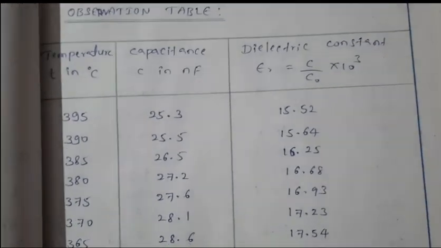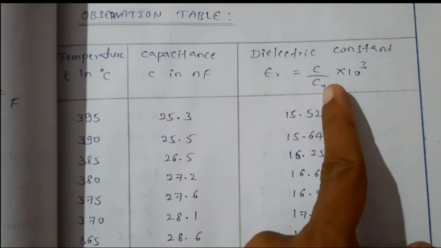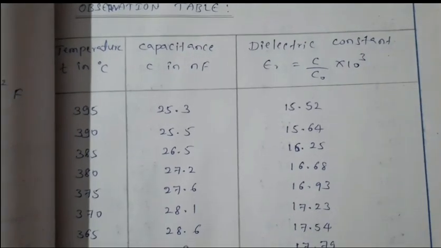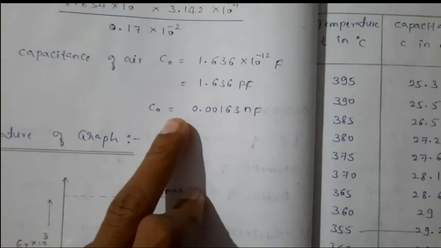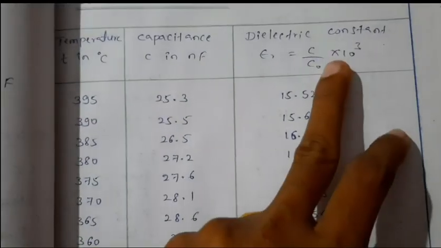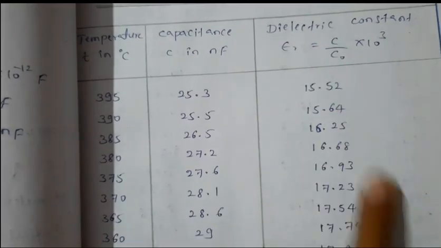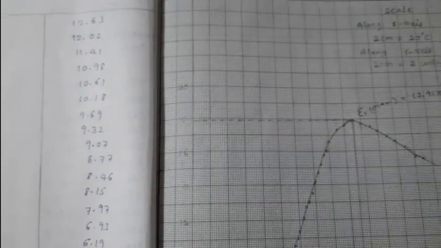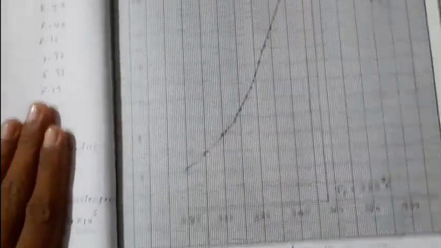And the dielectric constant formula is epsilon r equal to C by C naught, into 10 to the power 3. The C naught value we have calculated here. Put that value and you can calculate the ratio C by C naught. This is the graph of epsilon r versus temperature in degrees Celsius.